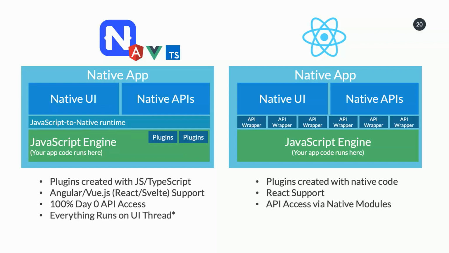NativeScript, just as a quick mention, this is really kind of a nitpicky thing: NativeScript is single-threaded. Everything runs on the UI thread. I put an asterisk on there because there is the concept of workers. You can spin up worker processes with NativeScript. With React Native, there are separate UI and JavaScript threads.